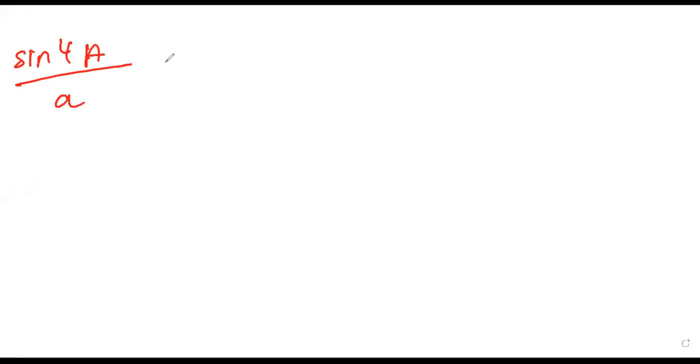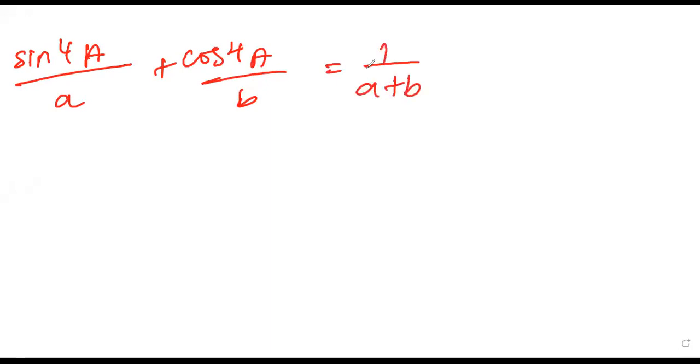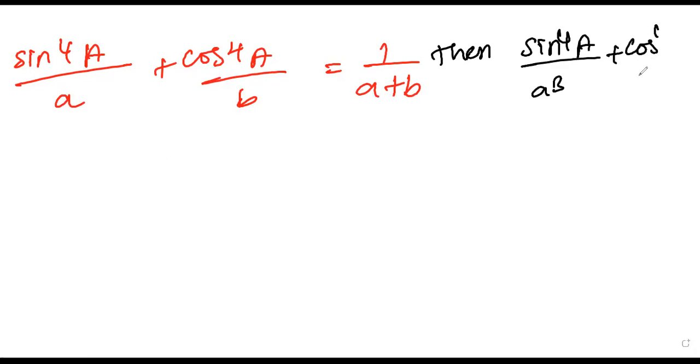sin⁴A / a + cos⁴A / b = 1 / (a + b). We have to prove sin⁸A / a³ + cos⁸A / b³ = 1 / (a + b)³. We have to prove this part. So we are going to solve the problem with this part.